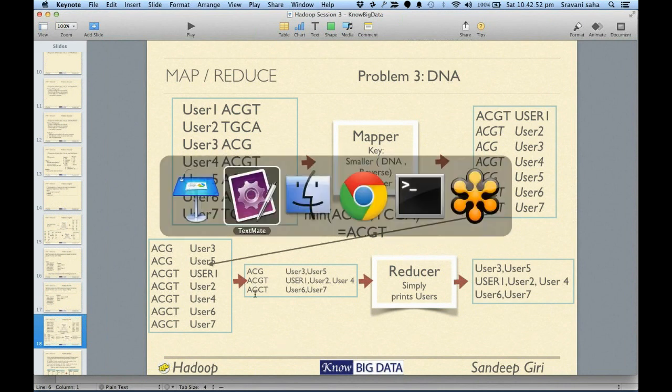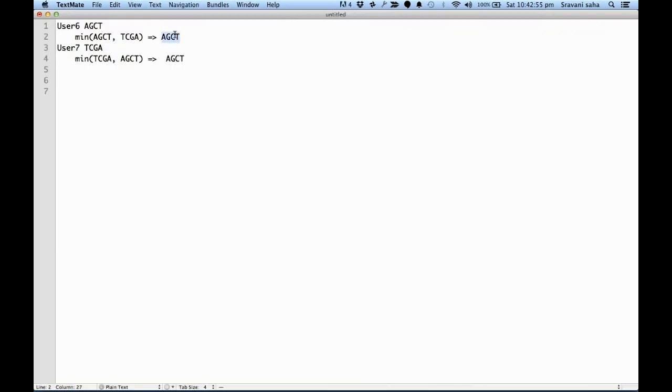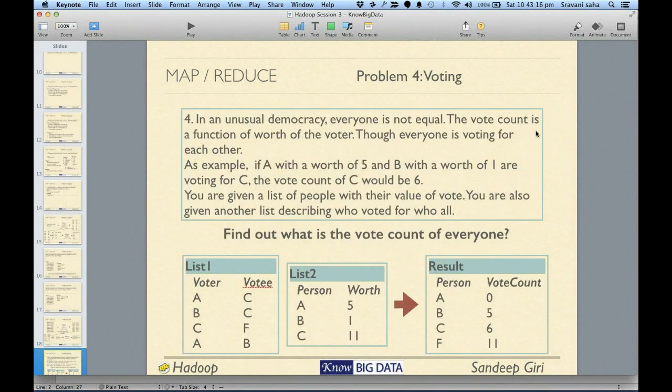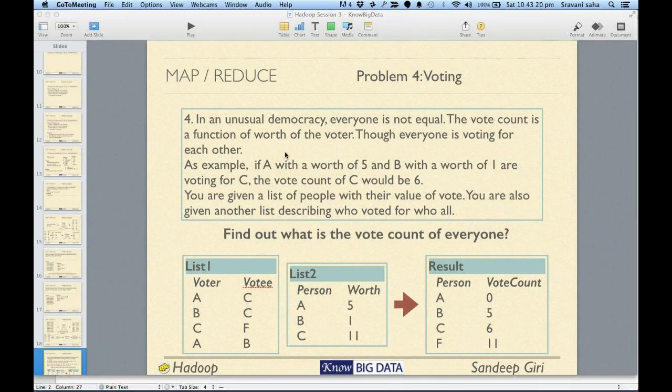All right. So in the same way, when we put the key such that user 6 and user 7 produce the same key, they will come together, right? Because that's what our reduce function does. All right. So who did this one? The voting one. Good. I saw Naveen has done.